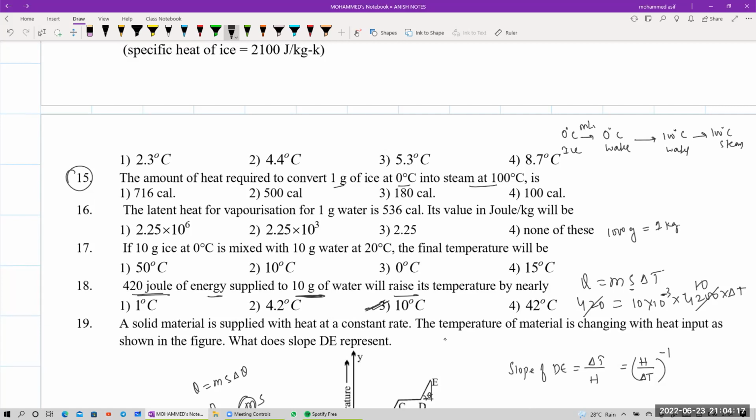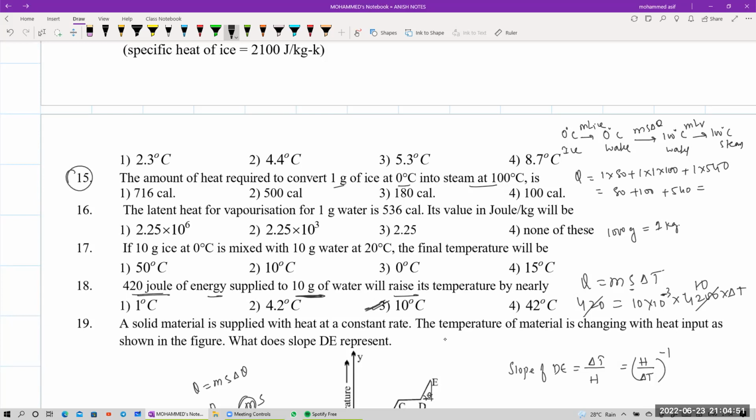That means this is m into L of ice. Here m s into delta theta. And here it is m into L of vapor. So Q will be equal to mass 1 into latent heat of fusion, which is 80, plus mass of water 1, specific heat of water 1, into temperature difference 100, plus mass 1 into latent heat of vaporization, 540. So it is 80 plus 100 plus 540.